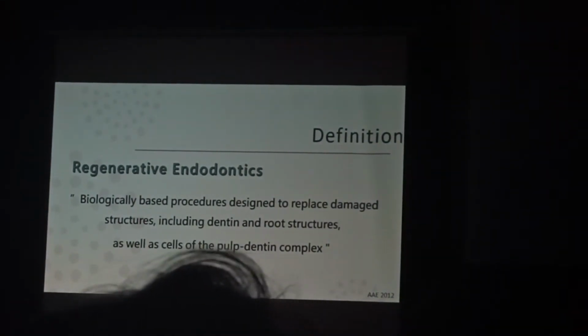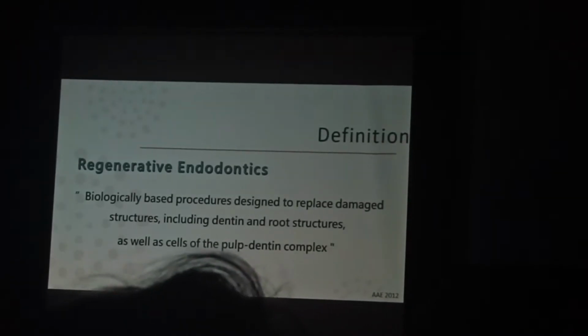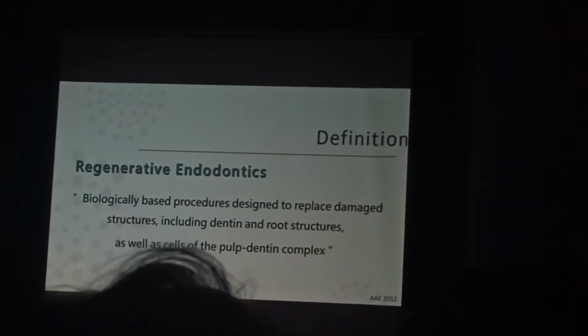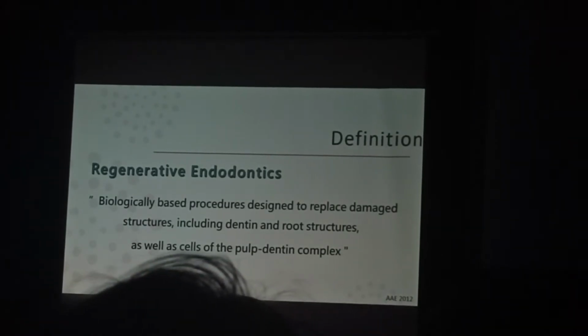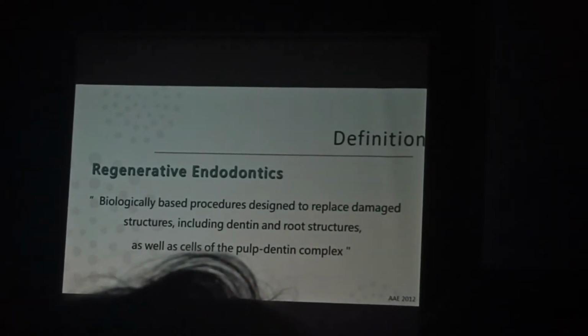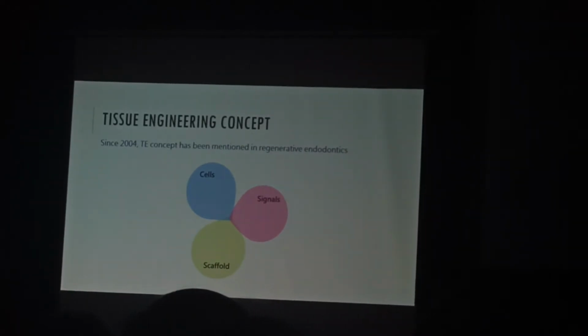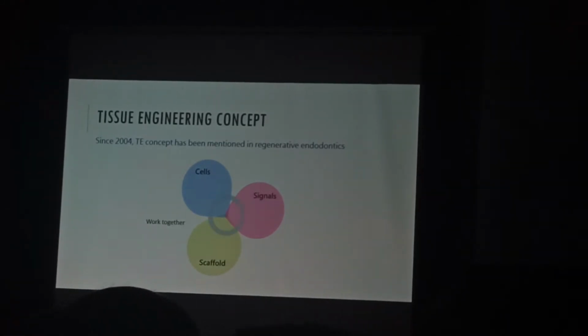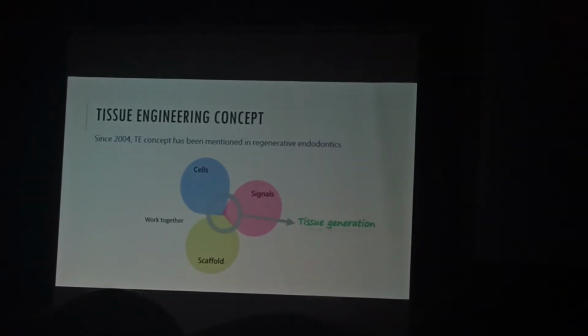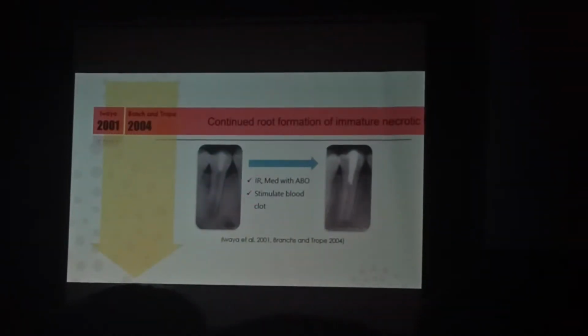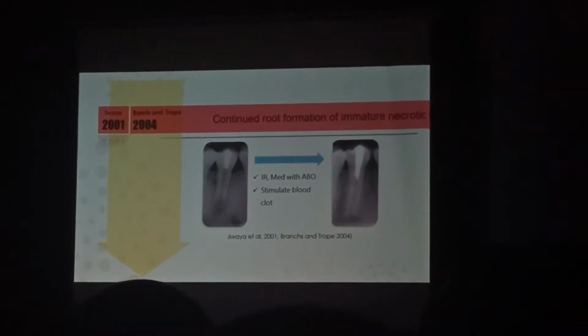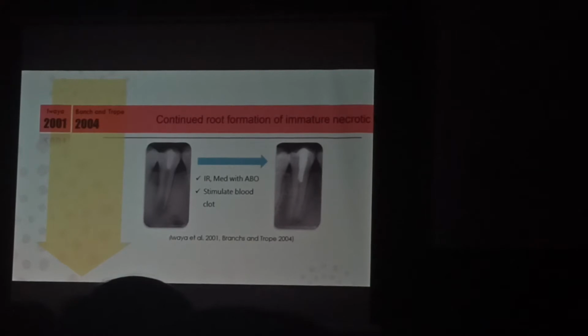The definition of this technique is a biologically based procedure designed to replace damaged structures, including dentine and root structures, as well as the pulp-dentine complex. This technique uses the concept of tissue engineering, composed of three things: cells, signals, and scaffold. These three work together to improve tissue generation. As I mentioned earlier, this technique has been done since 2004.